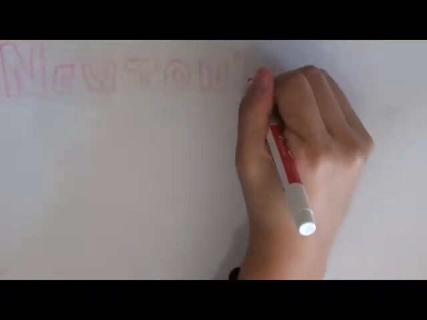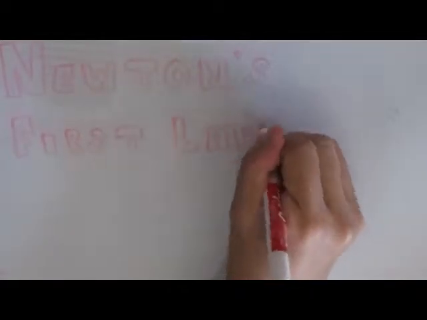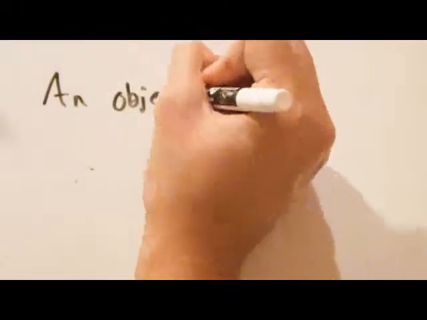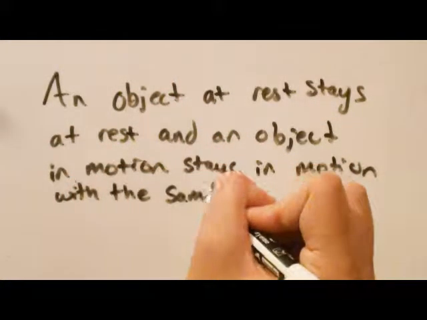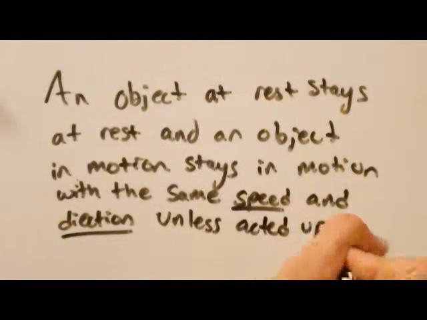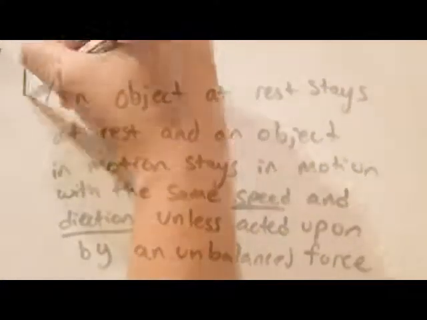Well, there's Newton's first law. Newton's first law of motion is often stated as an object at rest stays at rest, and an object in motion stays in motion with the same speed and in the same direction unless acted upon by an unbalanced force.